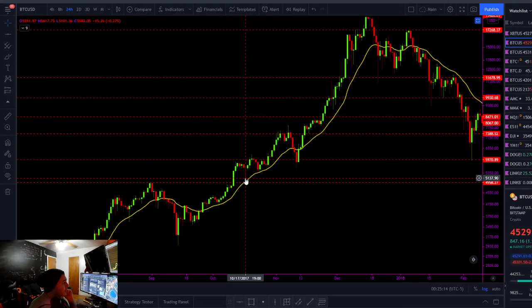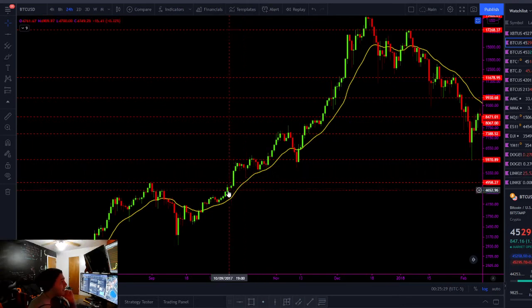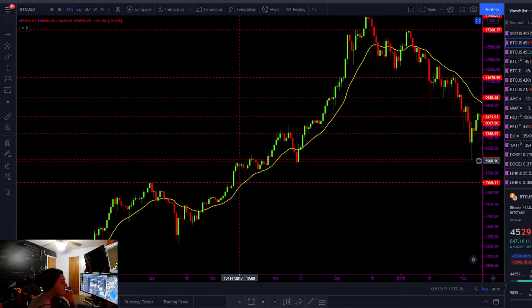Slightly above the 21 exponential, because it's not guaranteed to always pull back and completely touch it, right? Close enough is close enough. So I would have put my position here, a limit order at 51.50. And I would have just waited just in case. Alongside of that, we have new resistance. We also have a new resistance level.